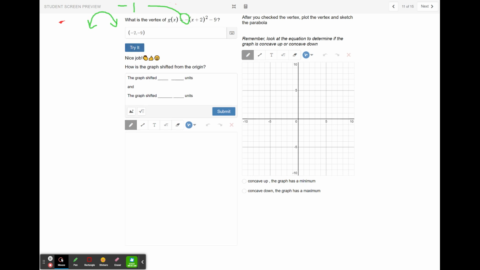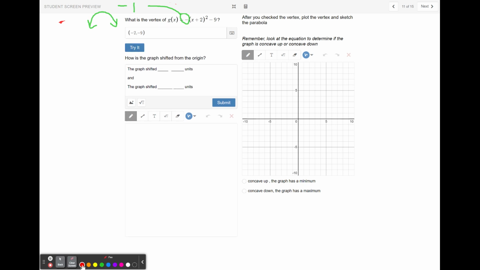Now, where is negative 2, negative 9 on the graph? It's all the way in the third quadrant. It's all the way down here. And since I have a negative 1 for my A, you're not even going to really see the graph because it's underneath. It's going to be smaller than negative 10. So this is going to be concave down since the A was negative.